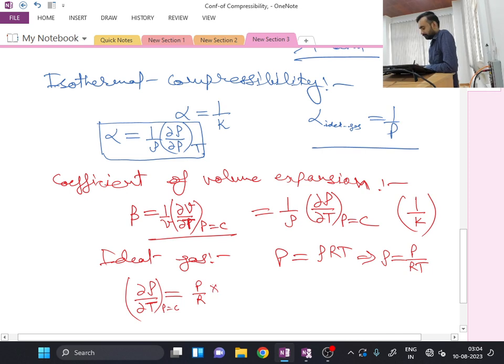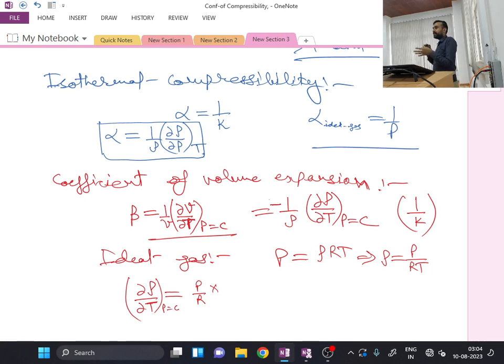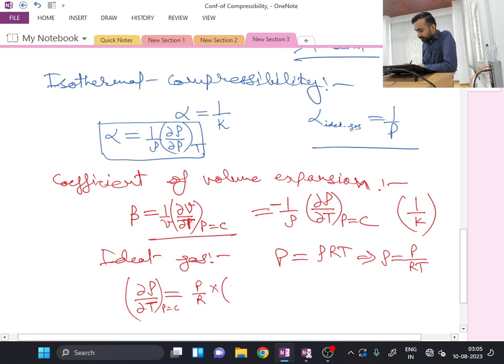Sorry, I made one mistake. When I change from volume to density, I must put a negative sign over here. Mathematically also that will come, because temperature and density behave in a dissimilar fashion, in opposite directions. Okay, so what will be P by R times minus 1 by T square. Fine.